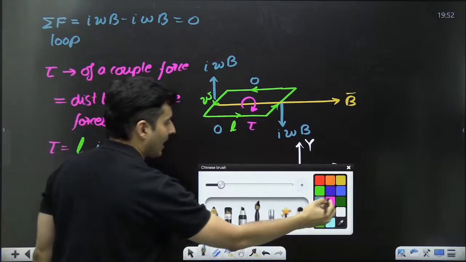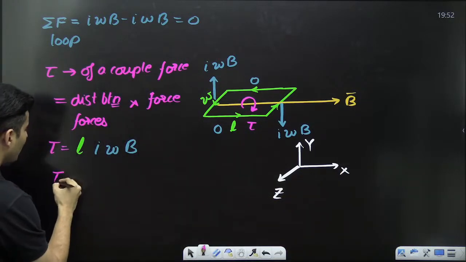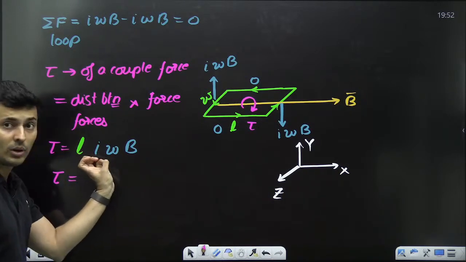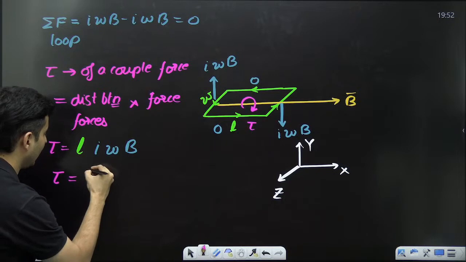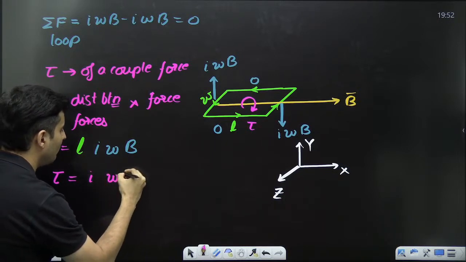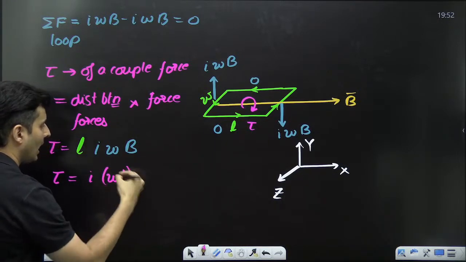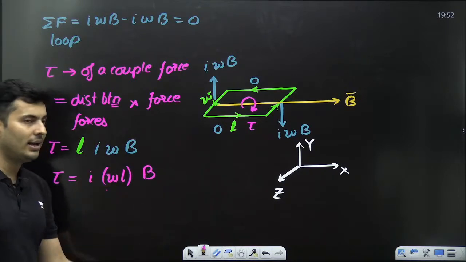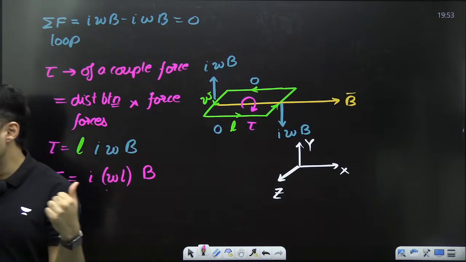Now observe carefully what I'm trying to do over here. This torque will be, I'll take current I, I will put W and L together and I will multiply it with B. Can you guess what is W into L?